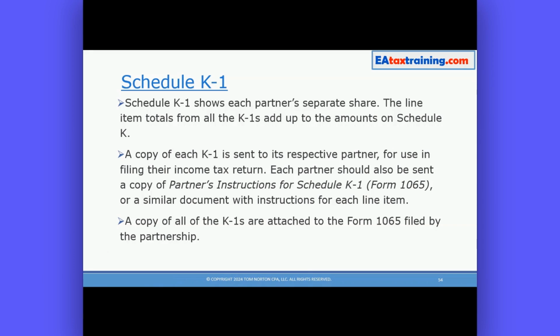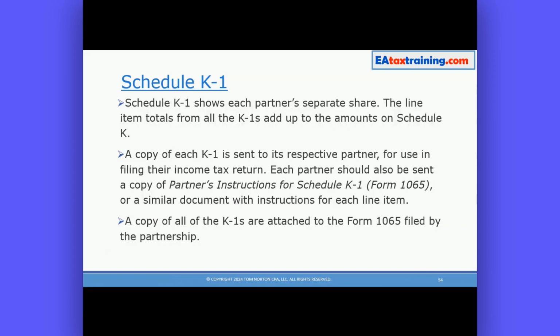And a copy of each K1 is sent to each of the partners for use in filing their income tax return. Each partner is also supposed to get a copy of the instructions for the Schedule K1, or a similar document with the instructions for each line item. So when you send the K1, you also send the instructions for the K1. What that does is tell the partner how they're supposed to handle these individual items on their tax return. And a copy of all the K1s are attached to the Form 1065 that is filed by the partnership.